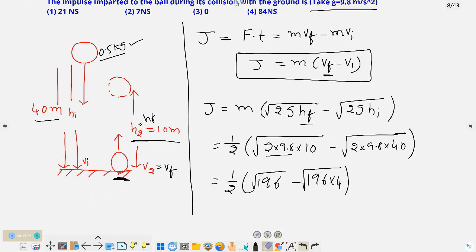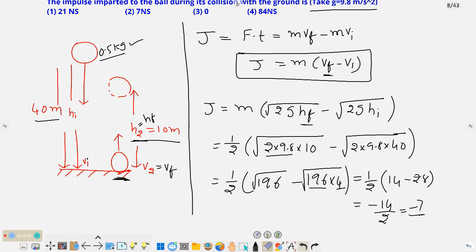If you solve this value, how much are you going to get? This is nothing but 1 by 2 into, okay, this root 196 is nothing but 14, minus this, you are going to get 14 root 96. Root 96 is 14 and root 4 is 2, that is nothing but 28 you are going to get. So this value is going to be minus 14 by 2, that is nothing but minus 7. This minus indicates the impulse imparted by the surface on that in the opposite direction.